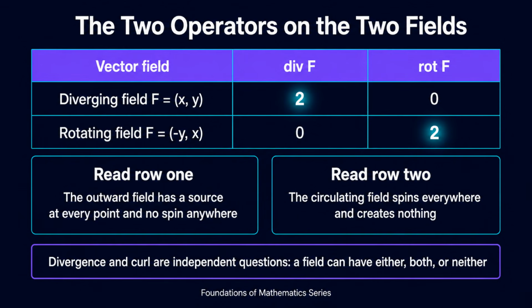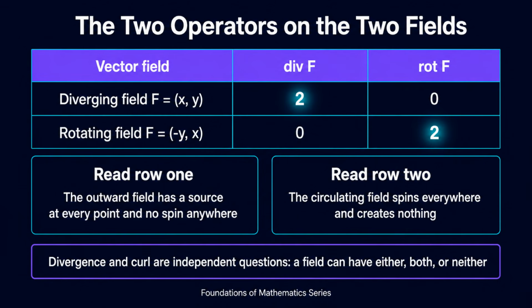For the diverging field x, y the divergence is 2 and the curl is 0. It has a source at every point and no spin anywhere. For the rotating field minus y, x the divergence is 0 and the curl is 2. It spins everywhere and creates nothing. The numerical calculations in the source, using central differences in each variable, reproduce those analytical values.